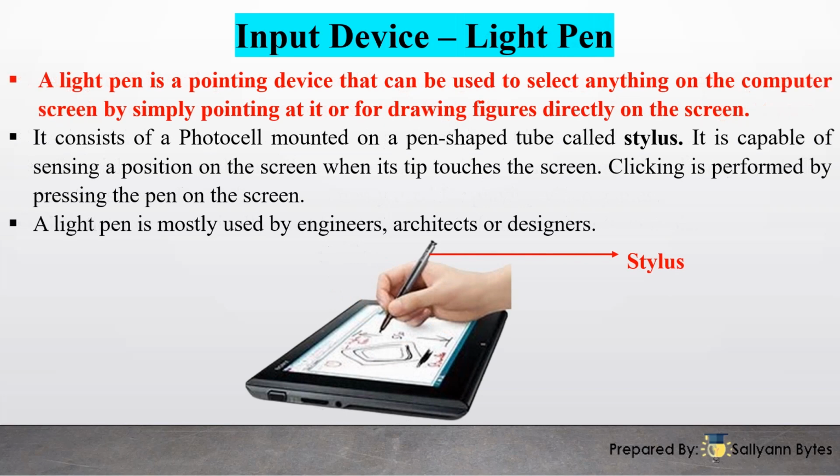Next input device is the light pen. A light pen is a pointing device that can be used to select anything on the computer screen by simply pointing at it or for drawing figures directly on the screen.